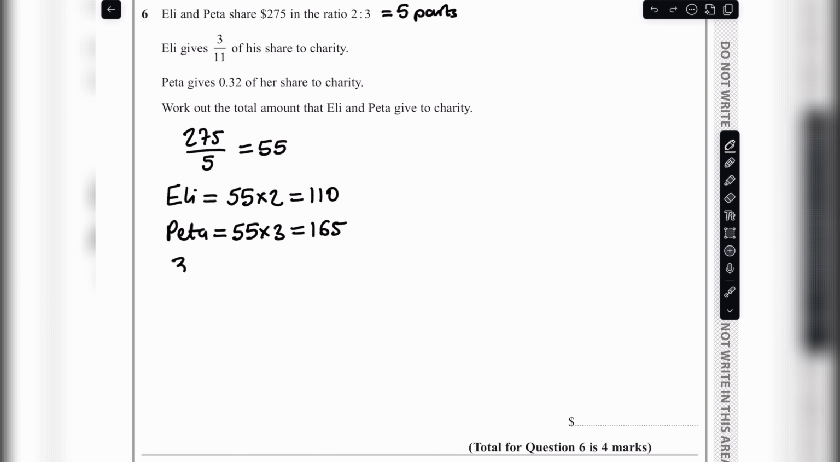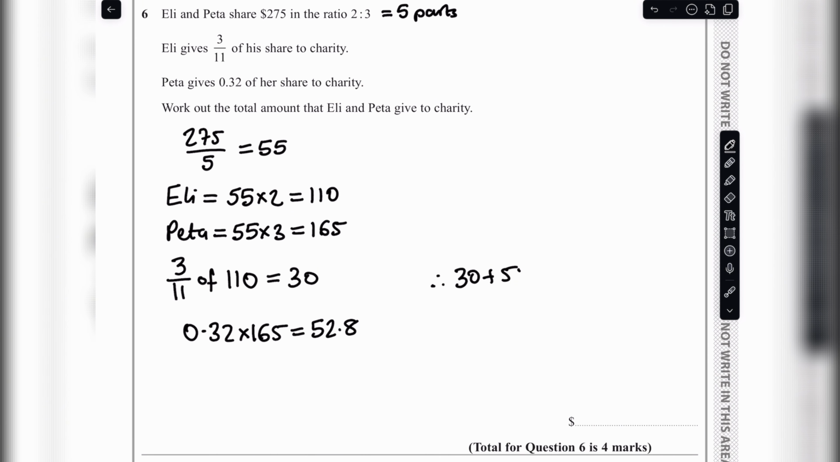And Eli gives 3/11 of his share to charity, so we can work out 3/11 of 110, and that equals 30. And Petter gives 0.32 of her share to charity, so 0.32 multiplied by 165 is simply 52.8. And charity receives the sum of these values, so 30 plus 52.8, and that gives us 82.8. So the final answer is 82.80.